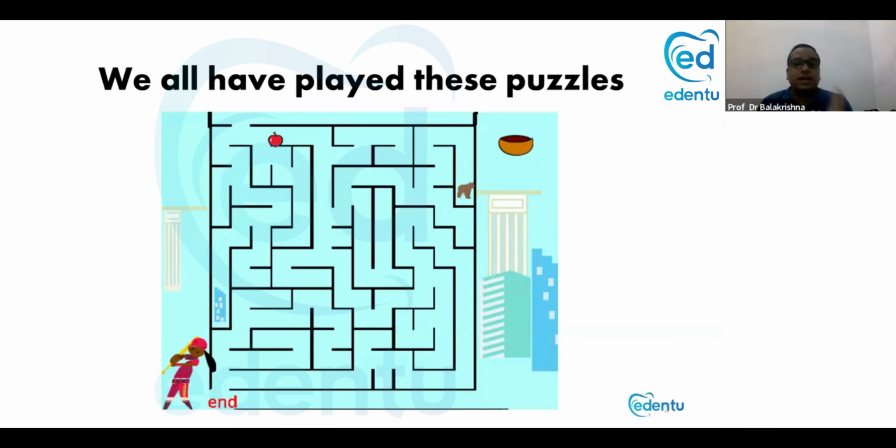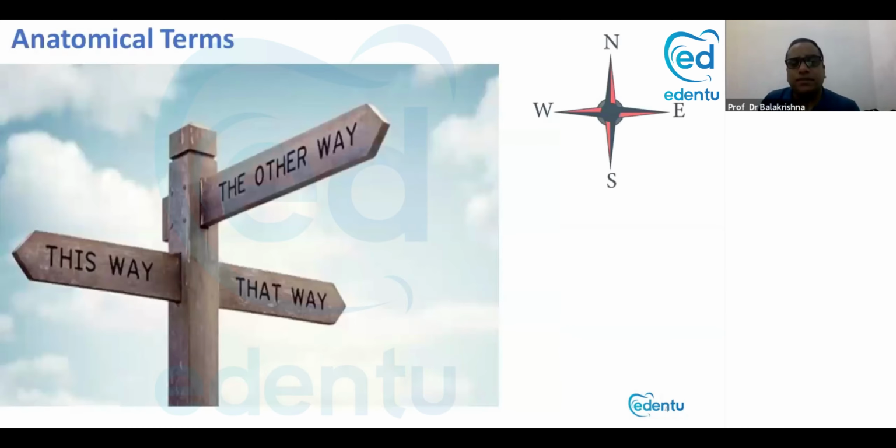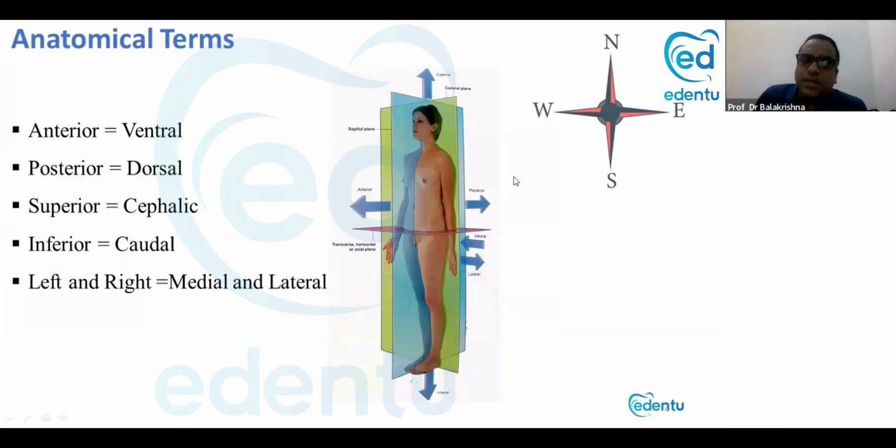So this left turn, right turn has medical terms also. To reach a particular position, it will help us to identify where the structures are. So that is how these anatomical terms are there. The other way, that way, this way, it is always a confusion. And these anatomical terms are something like this. Whatever is in front of us is called anterior. If you are seeing this live class on your mobile phone, the phone is in front of you, so that is anterior.